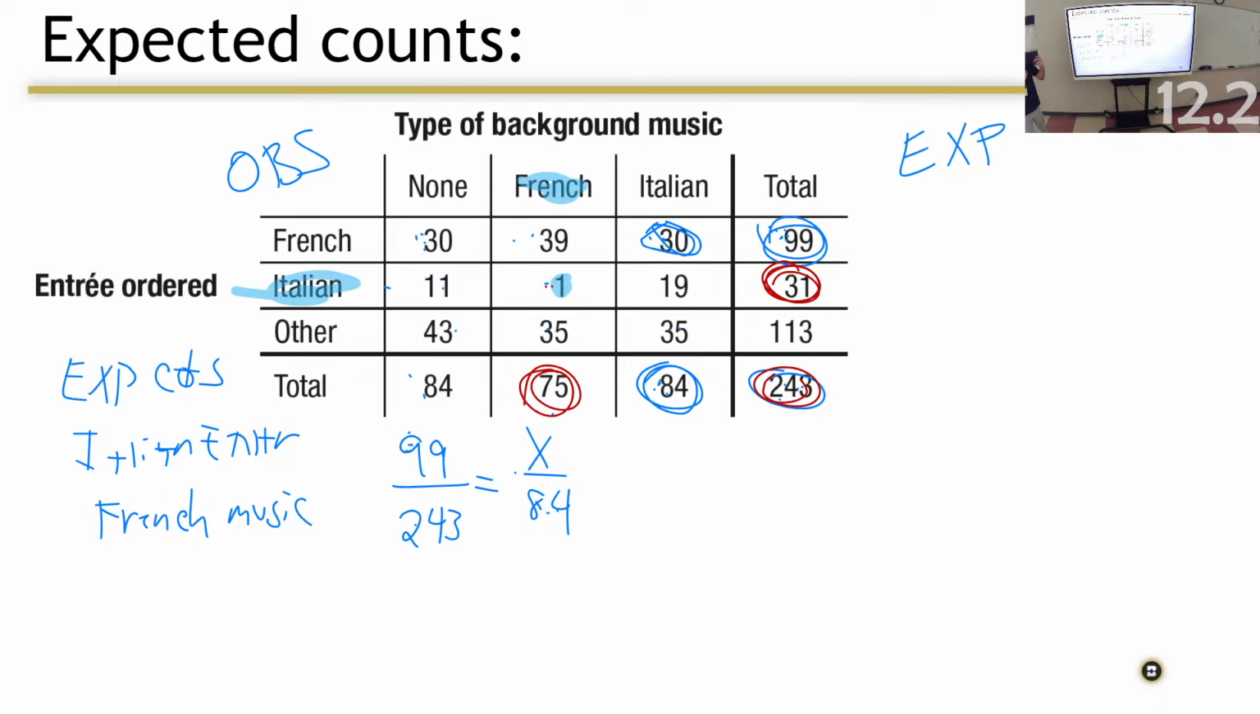So whichever cell I want, if I want that cell right there, expected counts, you go to the totals, multiply those two together, and always divide by the table total. Because all these ratios should be the same, and mathematically that's how you do it. Cross multiply the two that you know, divide by the third. That will find the expected count. Any questions about expected counts?